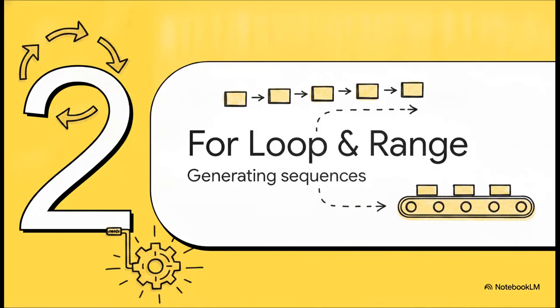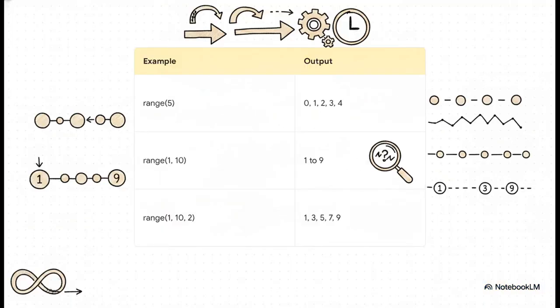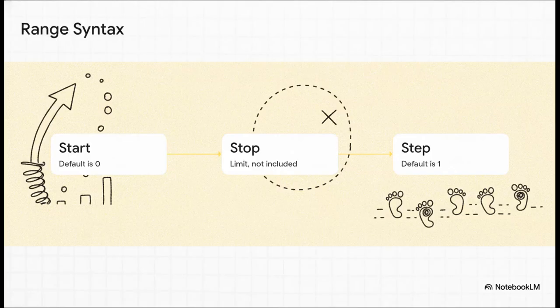Moving right along to Section 2, the for loop and range. Now let's talk about the ultimate accessory for the for loop, the range function. This is the engine generating our sequences, and it is incredibly flexible. If we just call range(5), we get that 0, 1, 2, 3, 4. But if we give it 2 numbers, like range(1, 10), it starts exactly at 1 and goes up to 9. And check out this third example. This is fascinating. range(1, 10, 2). The output is 1, 3, 5, 7, 9. It's literally skipping numbers. So how exactly is it doing that?